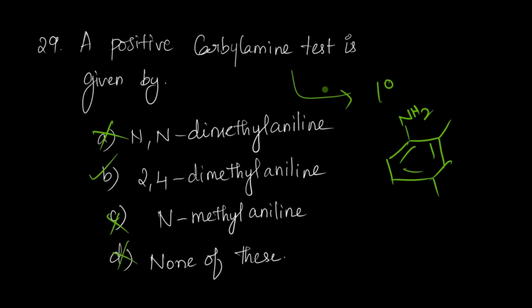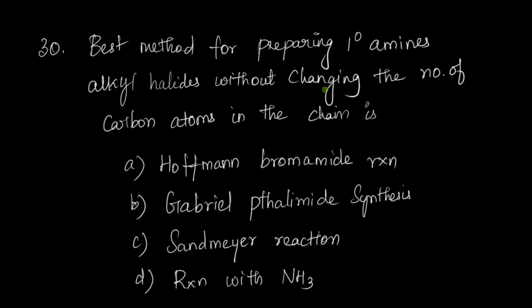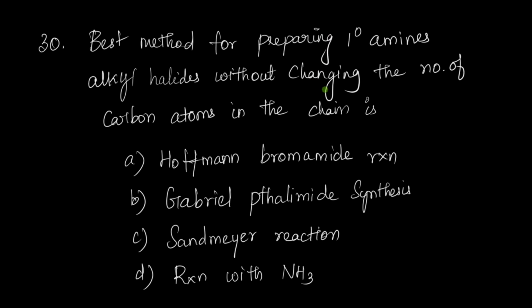So which makes option B your correct answer. Best method for preparing primary amines from alkyl halides without changing the number of carbon atoms in the chain. Without changing the number of carbon atoms in the chain, that is more important. Here you can see Hofmann-bromamide reaction, which is also called Hofmann degradation, which means one carbon less. Amide will lead to the formation of amines.